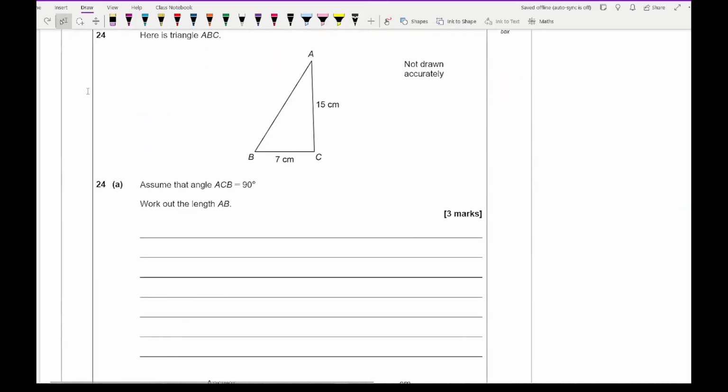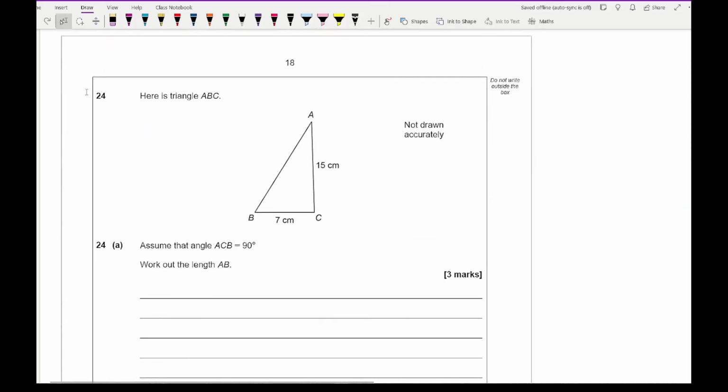Moving on to question 24, it says that here is a triangle ABC. Assume that the angle ACB is 90 degrees. Work out the length of AB. So if this is 90 degrees, it's going to be a right-angled triangle, and therefore I can use Pythagoras. So here we've got that x squared equals 15 squared plus 7 squared.